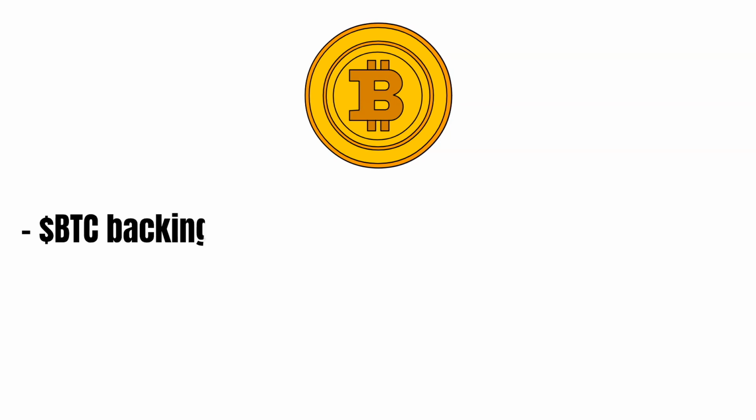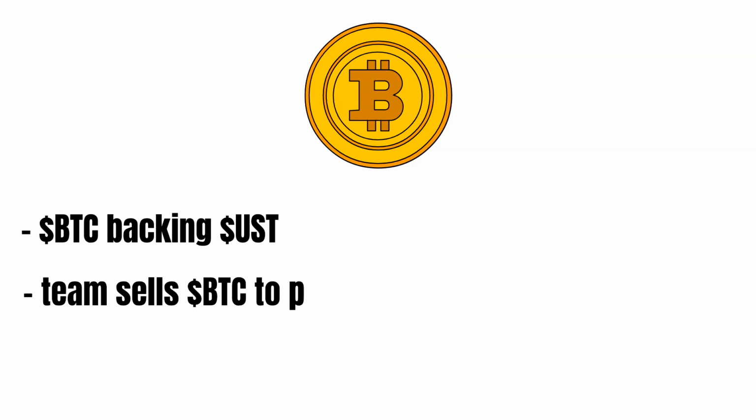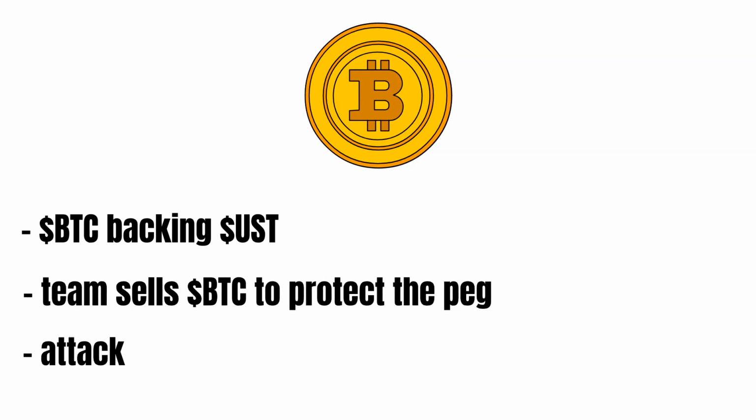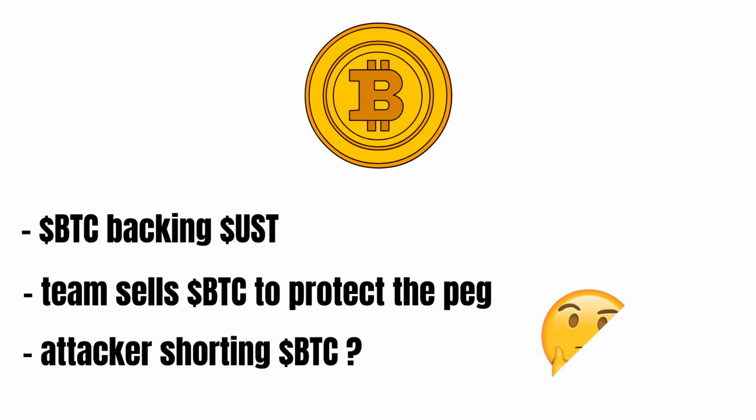Terra announced a couple of weeks earlier that it would continuously buy Bitcoin to back UST in addition to Luna. The team dumped its Bitcoin position to repeg UST to $1. There are rumors that the attacker who started this whole mess initially simultaneously opened a short position on Bitcoin. With the profit of that short position, he continued to attack the Terra network. But again, this is just a rumor. So, this was how Luna and UST went down to zero.